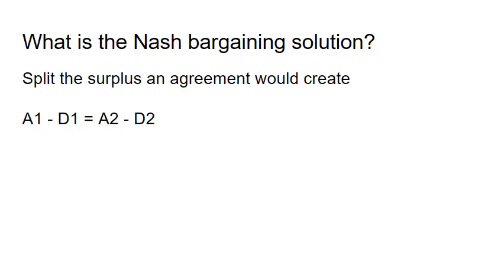The Nash bargaining solution is for two players to split the surplus an agreement would create. Now here's some characteristics and assumptions we're making about the setting. The two players can either agree or disagree. The rules of negotiation are ambiguous.